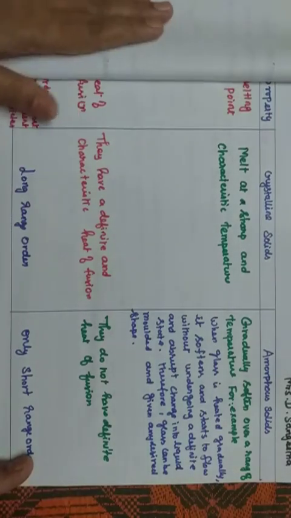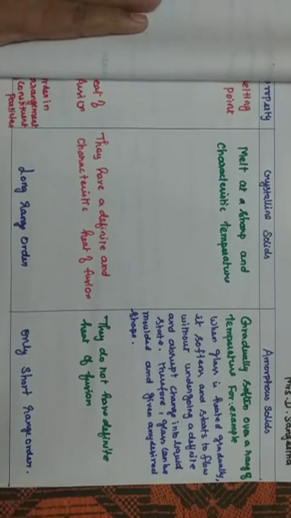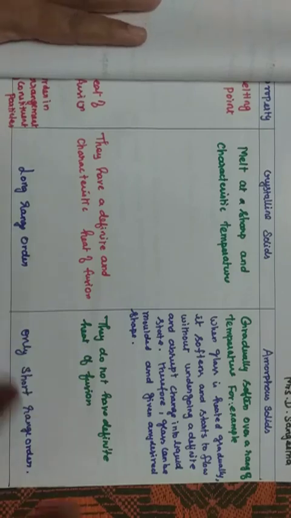Next one is the melting point. In the case of crystalline solids, they melt at a sharp and characteristic temperature. The melting point is very sharp for crystalline solids. Once it reaches that particular temperature, it immediately gets converted into liquid. All atoms collapse, because it is a regular arrangement.